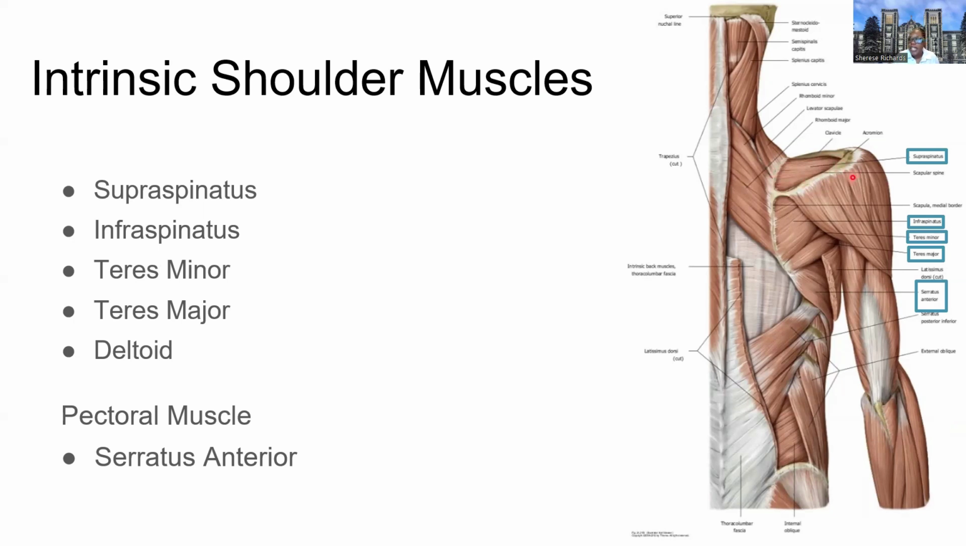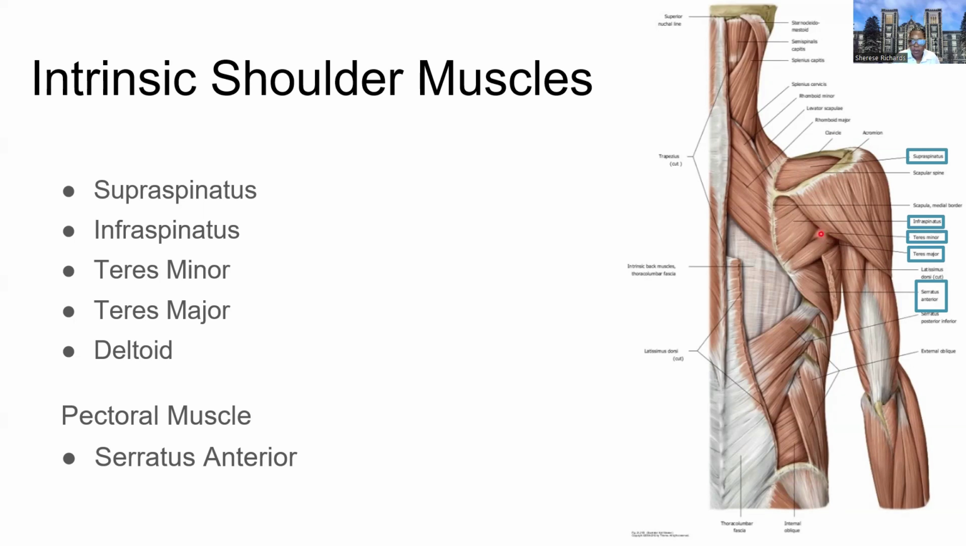supraspinatus muscle. Infraspinous fossa below the spine having the infraspinatus muscle. And then teres minor is just inferior to the infraspinatus. So we can see the very edge of the teres minor here. And these three, 1, 2, 3, also help to form the rotator cuff, but are considered intrinsic shoulder muscles.